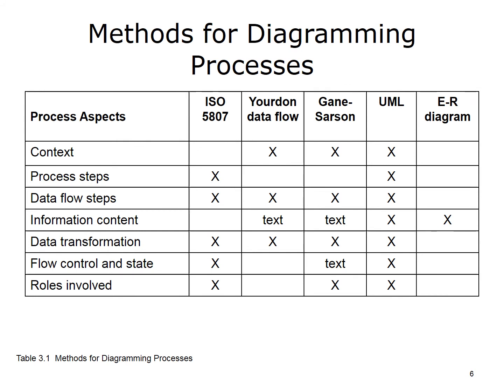Gain-Sarson represents the same process aspects as Jordan, with the addition of capturing flow control and state in text. Unified Modeling Language, or UML, developed a few decades after and heavily influenced by the earlier methods, was designed to represent important aspects of system functionality. The entity relationship diagram is designed to represent only information content. Supplemental material for this unit will cover each of these 5 methodologies.